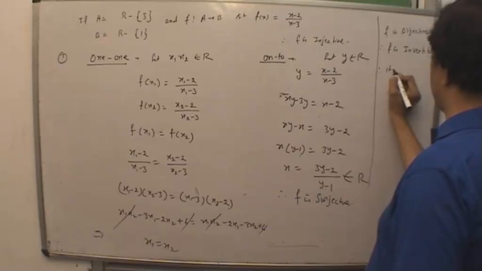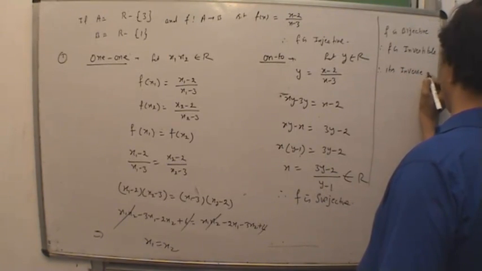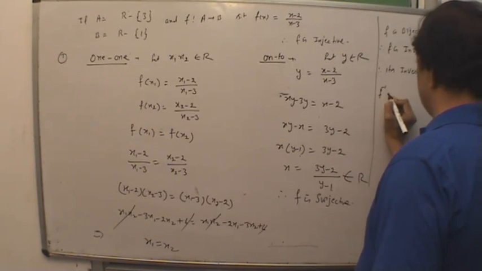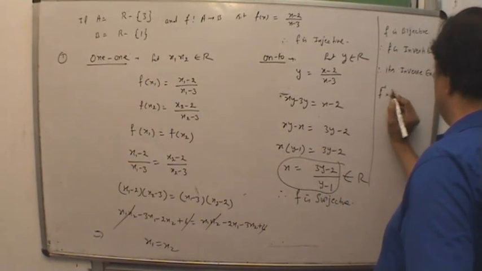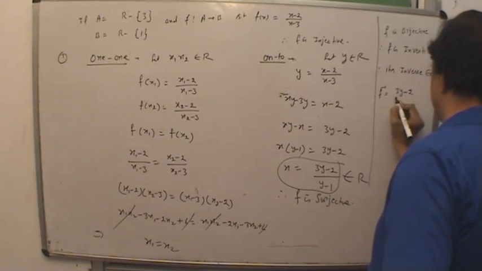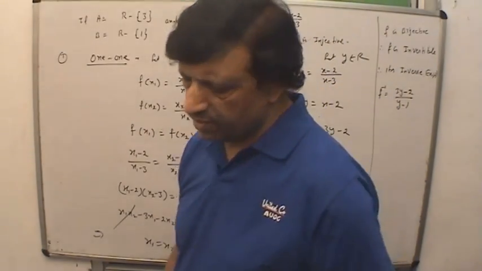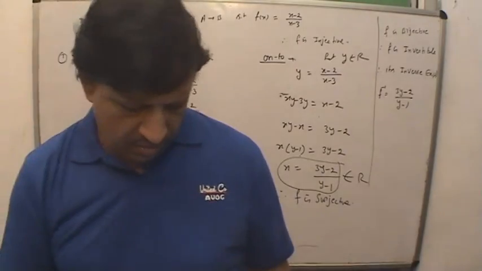Therefore, its inverse exists. And what is that? Then f inverse is the same value which we calculated here. F inverse is equal to 3y minus 2 divided by y minus 1. That is the complete approach for this function regarding our concept.